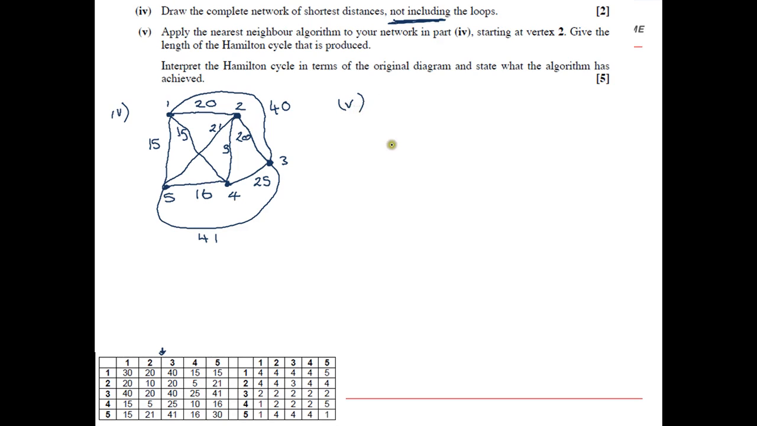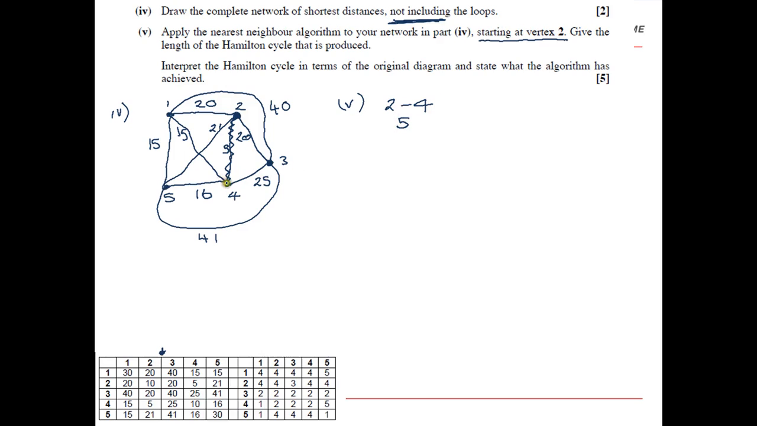And then the fifth part asks us to use the nearest neighbour algorithm, starting at vertex 2. So frequently the exam questions will tell you where to start. Always read them carefully, because if you start in the wrong place, you'll be penalised. And the nearest neighbour says we start somewhere and we go to the nearest place that we haven't visited yet. So if we're starting at 2, the nearest place is going to be 4, because 2 to 4 is only 5. So I'll do that here. Now I'm doing it on the drawing. You could do it from the table if you wish.